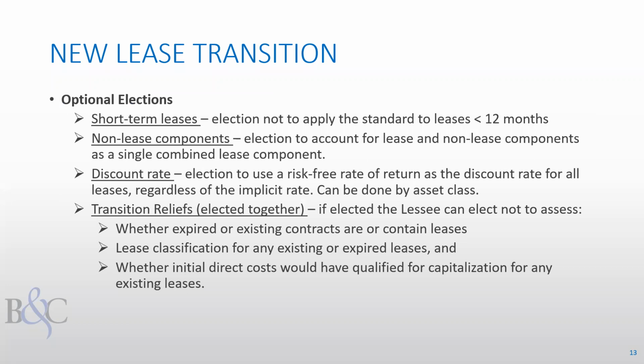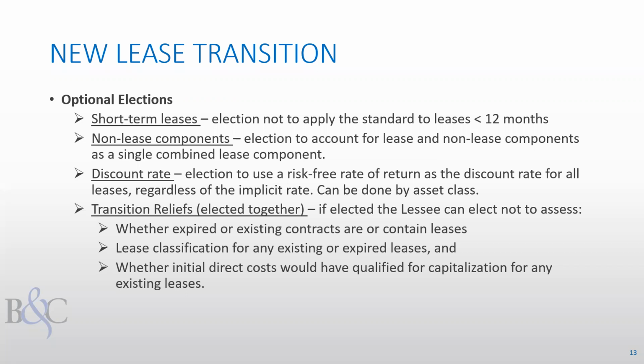Some other optional elections that you'll make going through the decision-making process here. Short-term leases, you can elect to not apply the standard to leases less than 12 months. So short-term leases you can expense as you have in the past on a month-to-month basis, not record an asset and liability. Non-lease components, you can elect to account for lease and non-lease components as a single combined lease component. This can make it simpler when it becomes difficult to break down the payments between lease components, etc. Just a simpler approach.